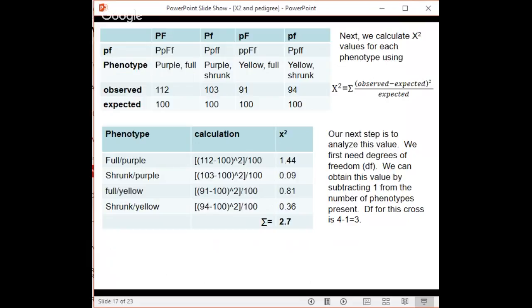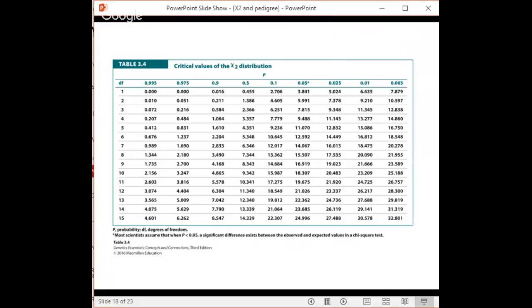But first, before we go to the table, we need degrees of freedom. Since we had 4 different choices to choose from, we subtract 1, that equals 3. So degrees of freedom for this cross is 3. So let's go to our table here.